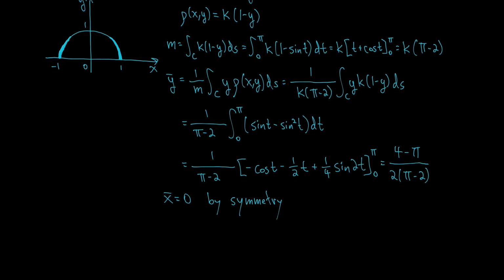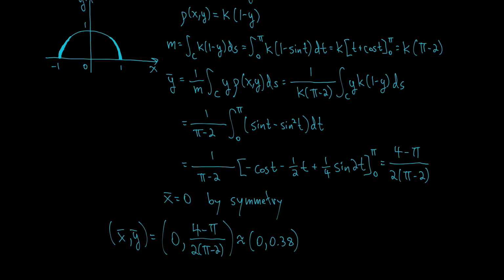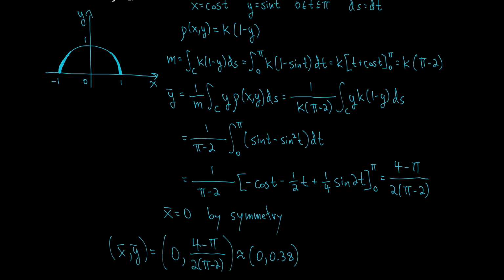Okay, so now we have the coordinates of our center of mass. It's going to be x bar, y bar equal to 0, 4 minus pi over 2 times pi minus 2. There we go. And that's approximately 0.38. So if I was going to put that in our picture, it would look like over there somewhere. That's our center of mass.